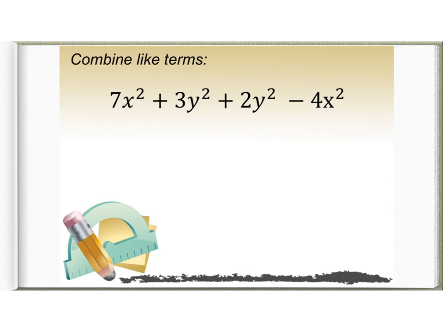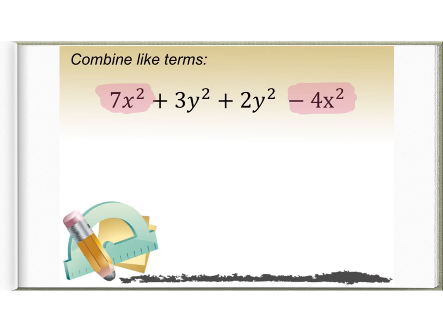All right, this brings us to our first example. So we need to combine like terms. So starting with our first term, we have a 7x squared. Do we have any other terms that we can combine with this? -4x squared. Perfect. We can combine these together because they both have that x squared.